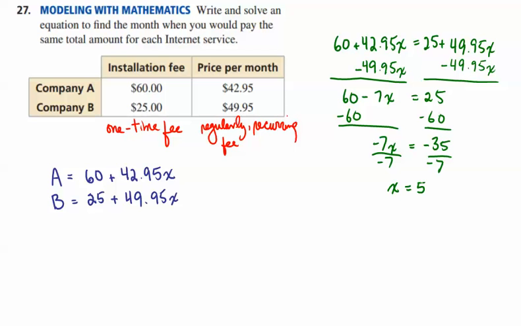And so we have to ask ourselves, what does this 5 mean? x is the number of months. So at x equals 5 months, the price for the two would be exactly the same. Now you should think about this. Prior to 5 months, which of the two companies has the cheaper fee? And after 5 months, which of the two companies has the cheaper fee?